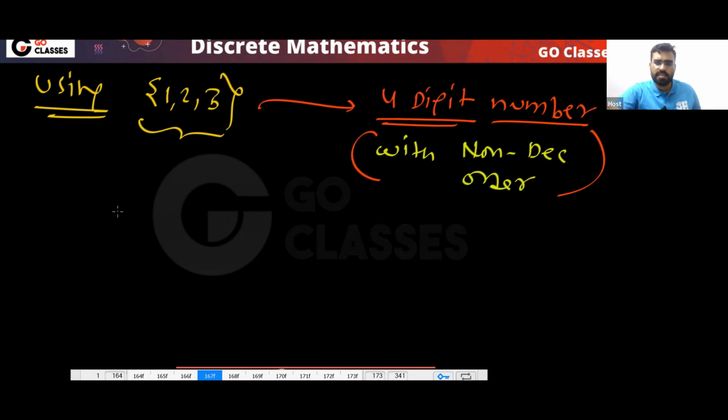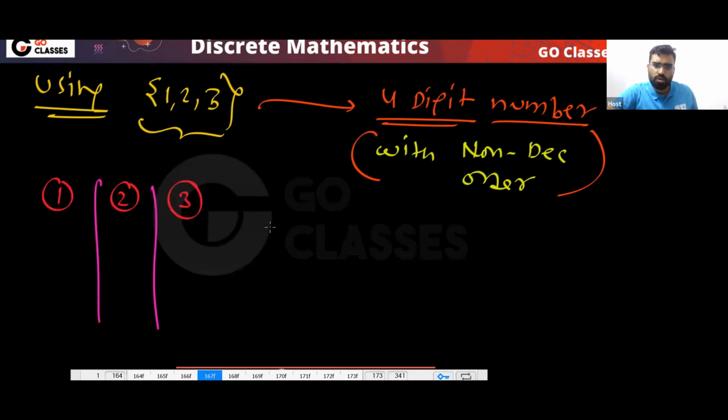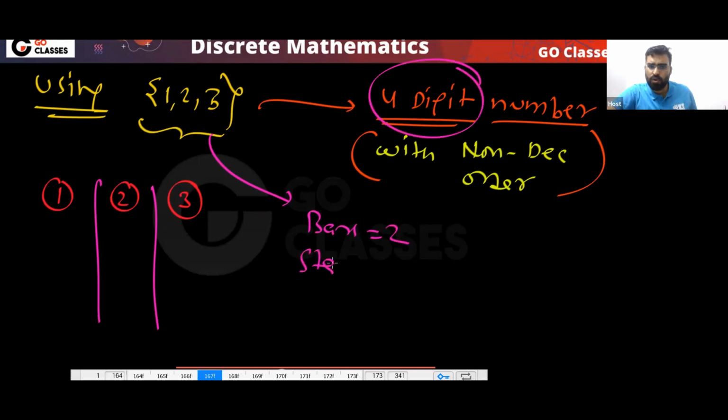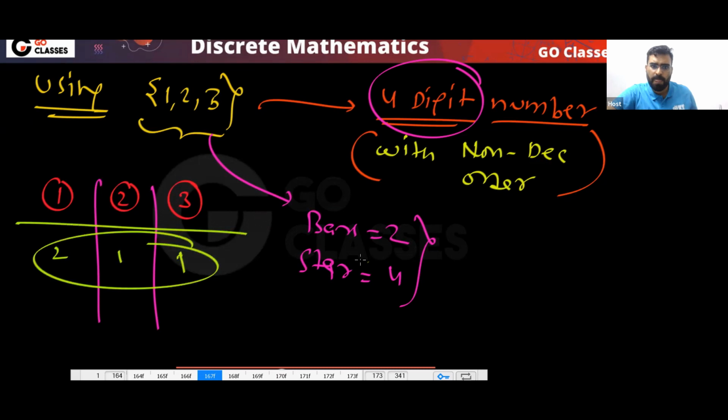So here, this is the same as your star bar problem. These are your boxes. So how many bars? 2 bars. Total we want 4 digits, so 4 stars. So like this, it will be 6C2. So the answer will be 6C4. This will be the answer.